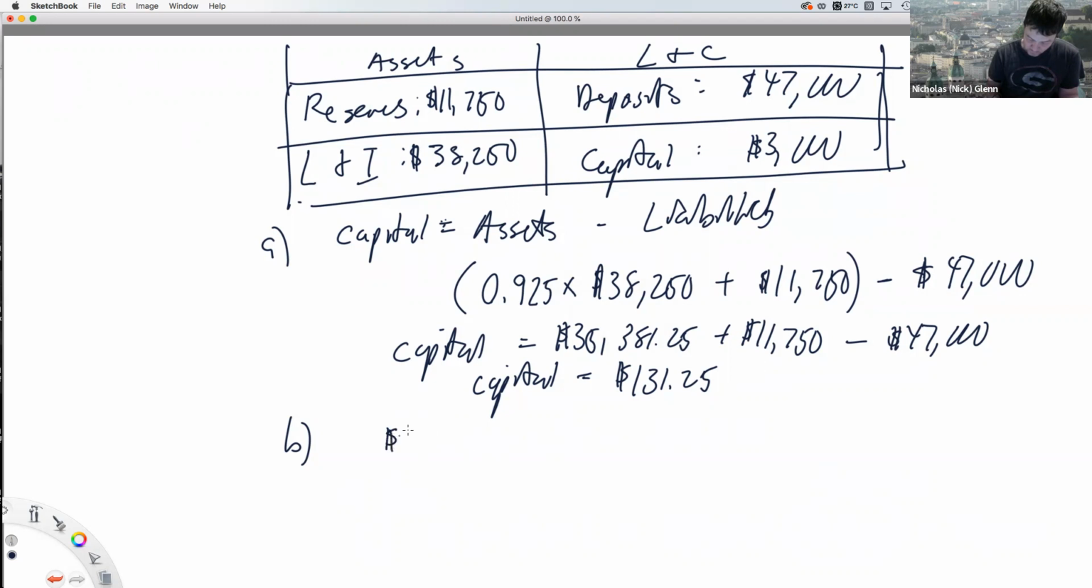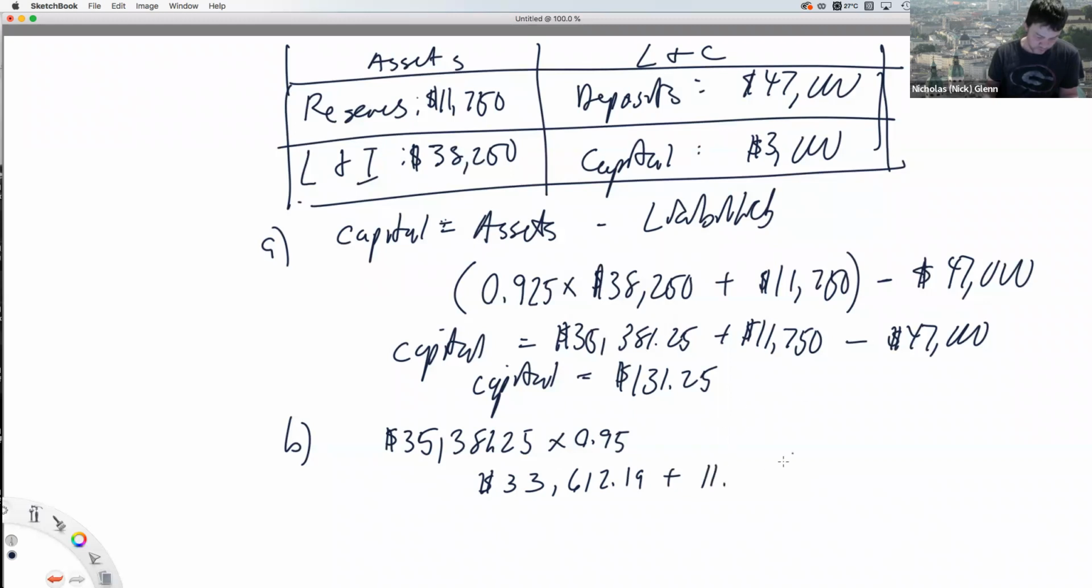Okay. So now this 35,381 is going to lose 5% of its value. So you have to multiply that by 0.95, and that'll give you 33,612.19.